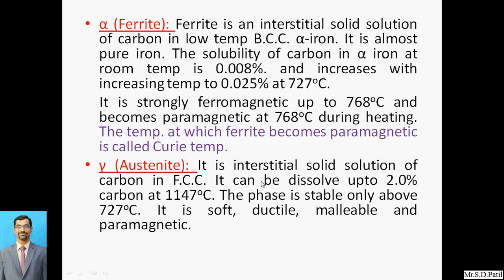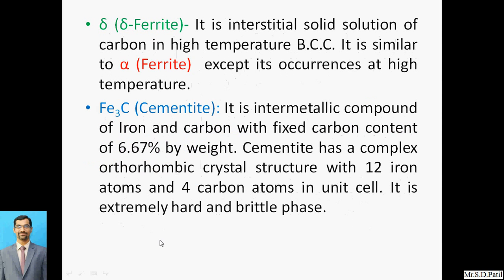Now austenite is the interstitial solid solution that we have seen. The phase is stable only above 727 degrees, and it is soft, ductile, malleable and paramagnetic. So that we have seen. Now delta ferrite. Delta ferrite is an interstitial solid solution of carbon in high temperature BCC. It is similar to alpha ferrite. So again the structure changes into BCC.